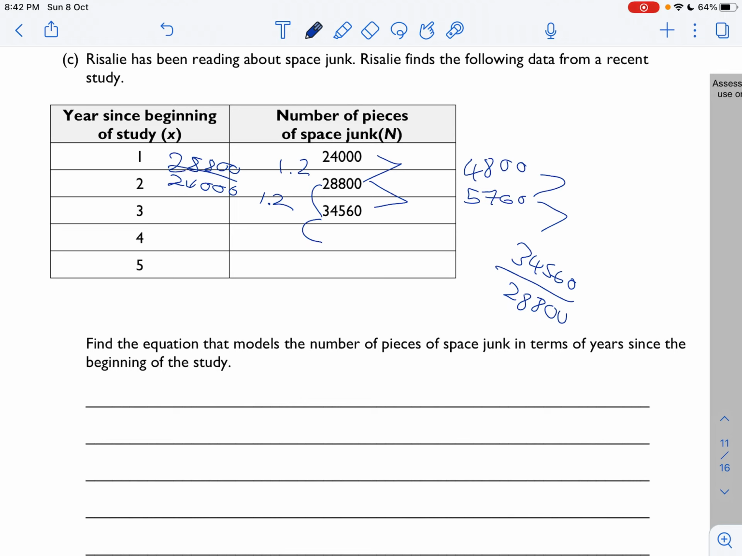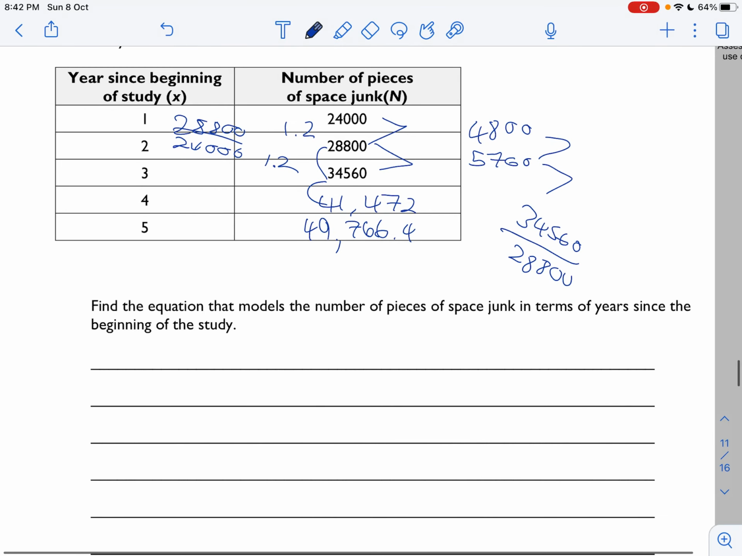So we've got 34560 times 1.2, and that's 41472. And then if we times it by 1.2 again, we get 49766.4. Okay, so we've got the setup in there.